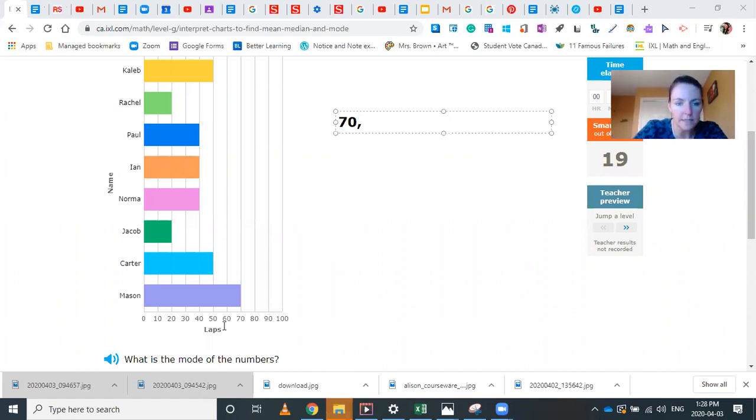So let's look at the next one, 60. Are there any 60s? No, none of them actually end at the 60 line. So let's go to 50. Here, Carter is 50, so we're going to write that in. Do we have another 50? Yeah, Caleb. Caleb is a 50.